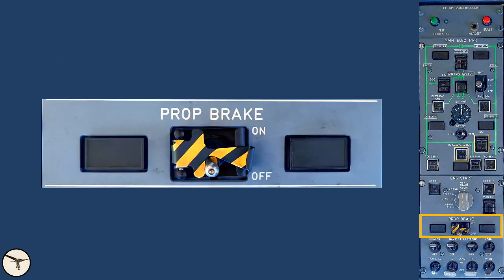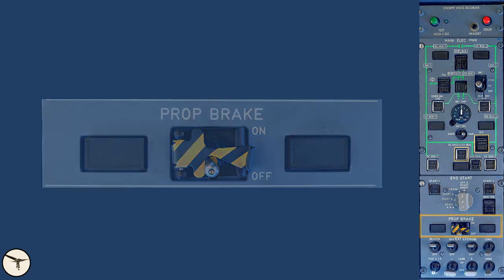Next, we have the propeller brake panel. The propeller brake locks the propeller on engine number 2, enabling the engine to drive the DC generator and provide air conditioning when the aircraft is on the ground.